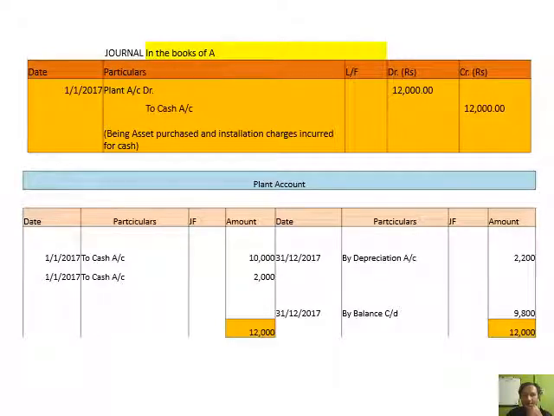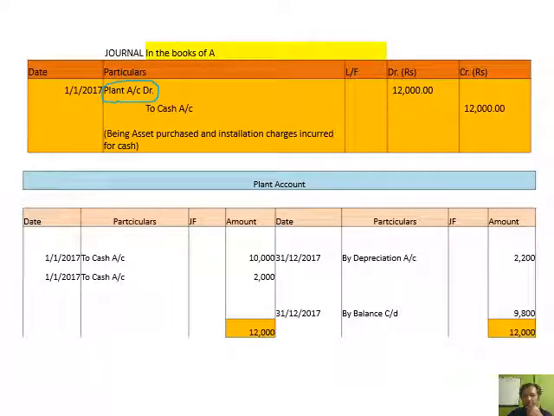So there will be two ledgers for this. One will be plant, the other one is cash. Now as per the question, we only have to prepare plant and depreciation. So we are not going to prepare anything else. Here we are going to prepare the plant account. We are not going to prepare the cash account because the question is not asking for that.